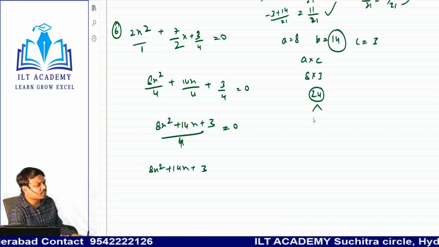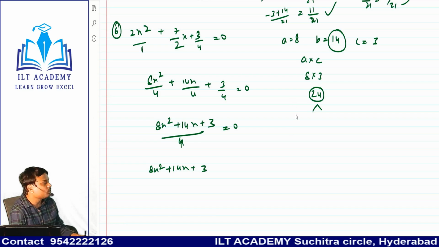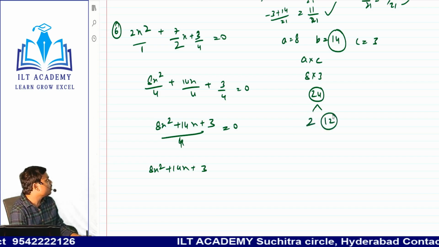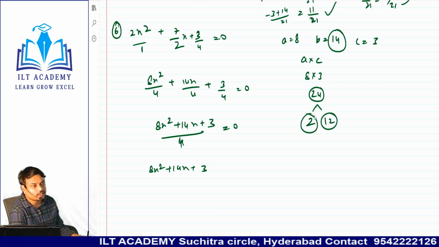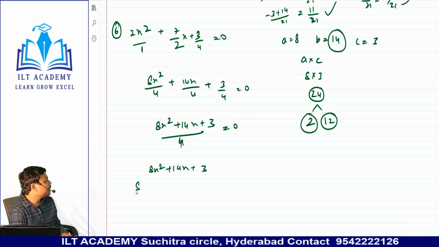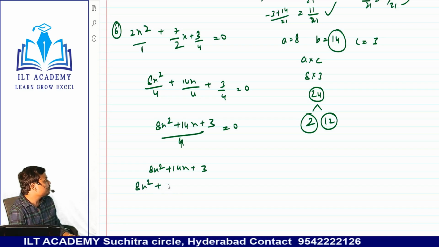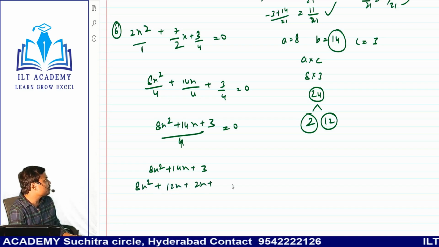First basically we will check what? One table, 1 24s are 24. Second we will check what? Two table, 2 into 12. Now 2 and 12, if we add, do we get 14? Yes, 2 plus 12 will get what? 14. So we need to split like this: 8x square plus 12x plus 2x plus 3.